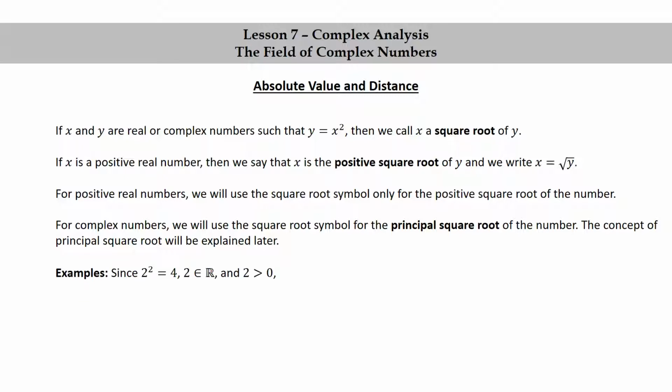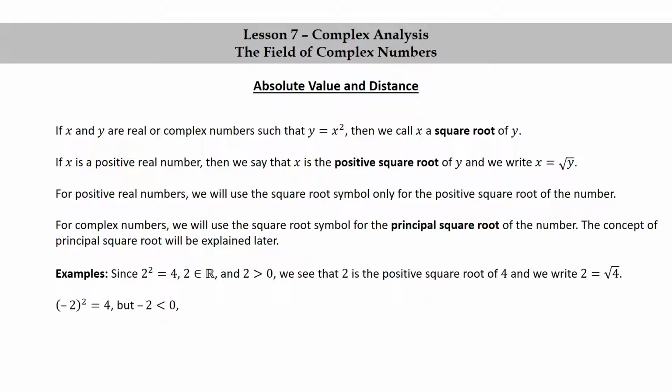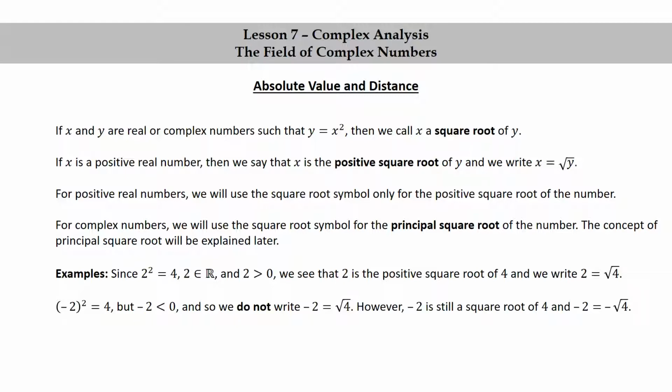Since 2 squared is equal to 4, 2 is a real number and 2 is greater than 0, we see that 2 is the positive square root of 4, and we can use the square root symbol to write 2 equals root 4. The square of negative 2 is also 4, but negative 2 is less than 0, and so we do not write negative 2 equals square root 4. However, negative 2 is still a square root of 4, and we could see from the above equation that negative 2 is the negative of the square root of 4.